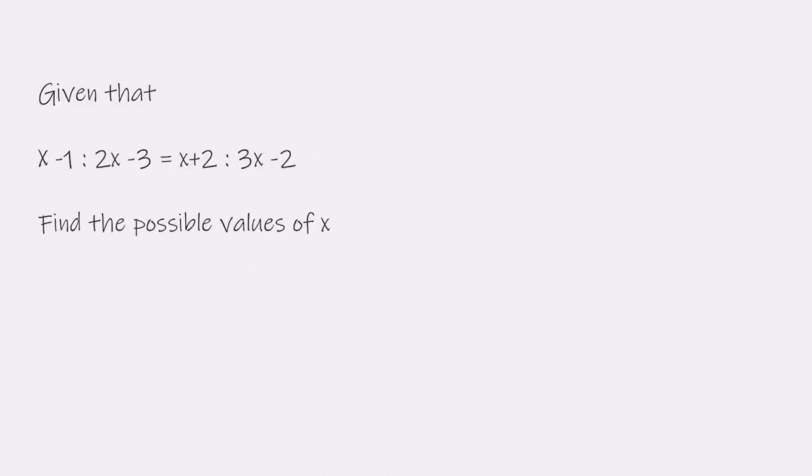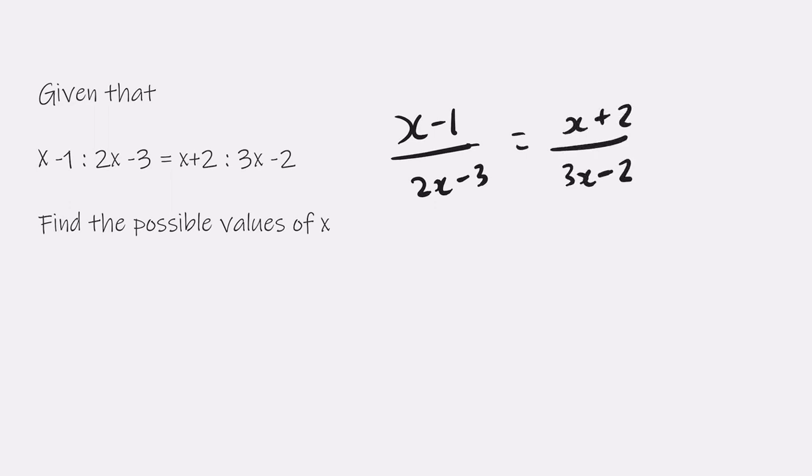Given that x minus 1 to 2x minus 3 is the same ratio as x plus 2 to 3x minus 2, find all the possible values of x. So x minus 1 over 2x minus 3 is the same as x plus 2 over 3x minus 2. So now we can cross multiply. So 3x minus 2, x minus 1 equals x plus 2, 2x minus 3.